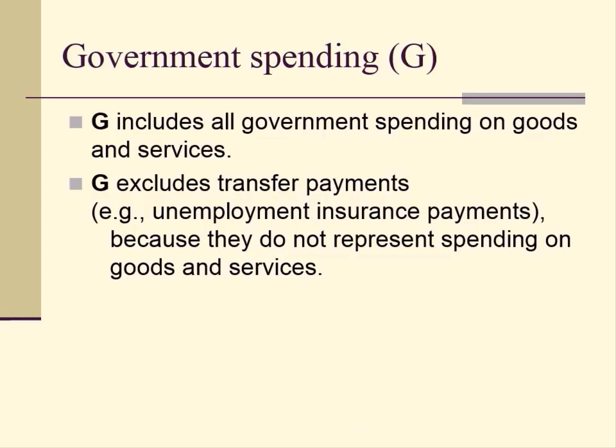The third expenditure component of GDP is government spending, G. And here G includes all government spending on goods and services. However, G excludes transfer payments, for example, unemployment insurance payments, because they do not represent spending on goods and services. People who receive transfer payments use these funds to pay for their consumption, and we avoid double counting by excluding transfer payments from G.